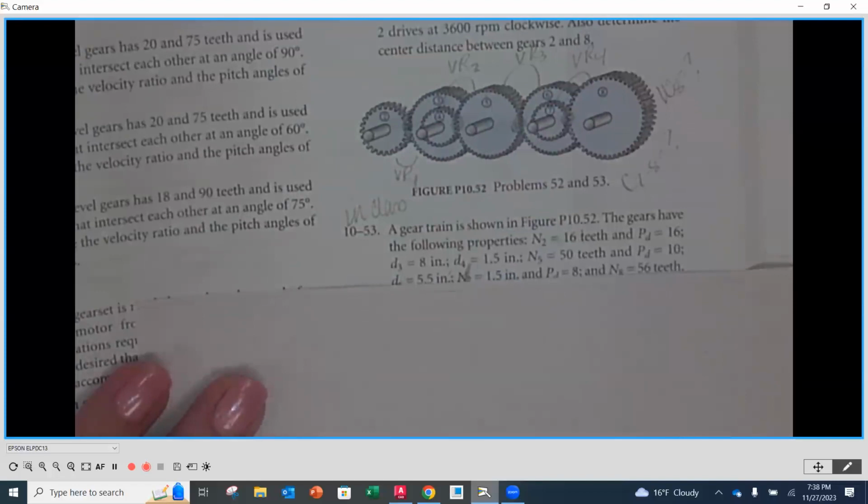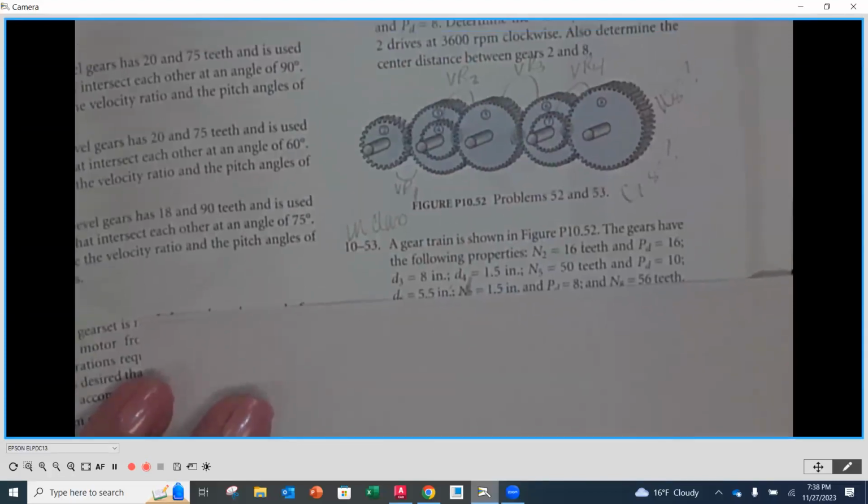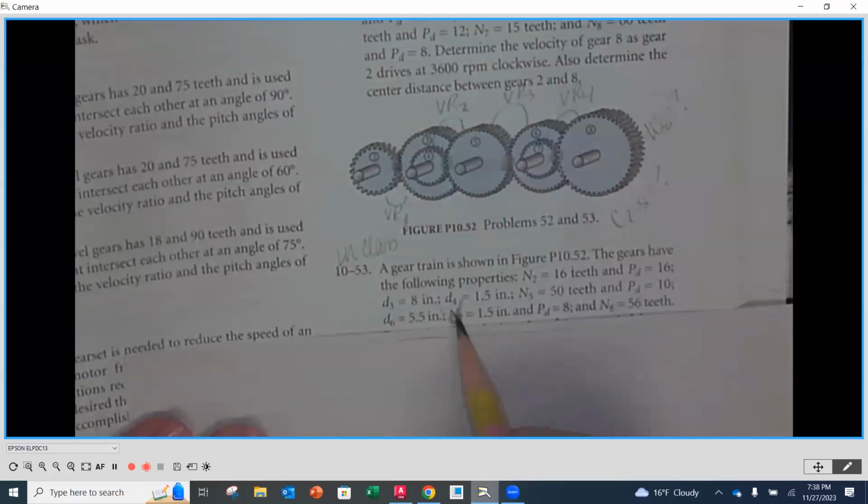So approaching it where you determine and make sure that you have pitch diameters for everything is going to make it a little bit easier when we need to do that part of it. So go ahead, and it looks like there is a little bit of a typo. N7 should actually be D7, because it's saying N7 is equal to 1.5 inches. That would be D7, so the pitch diameter number 7 is 1.5 inches.